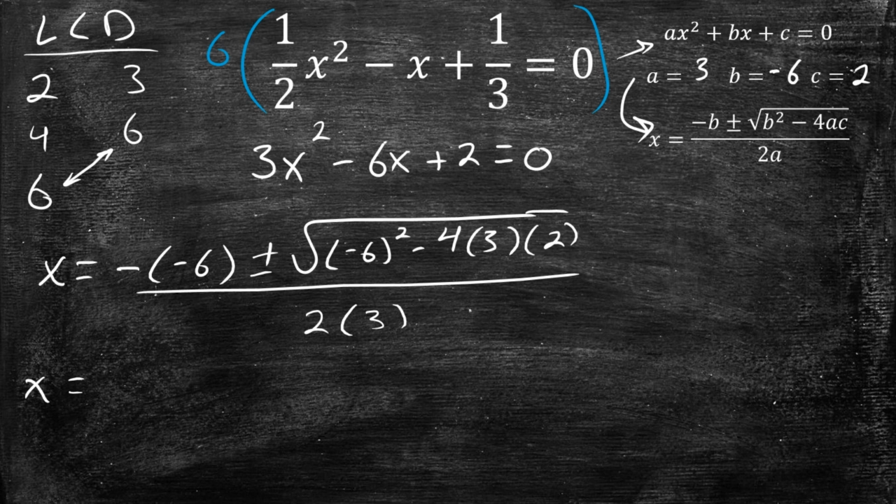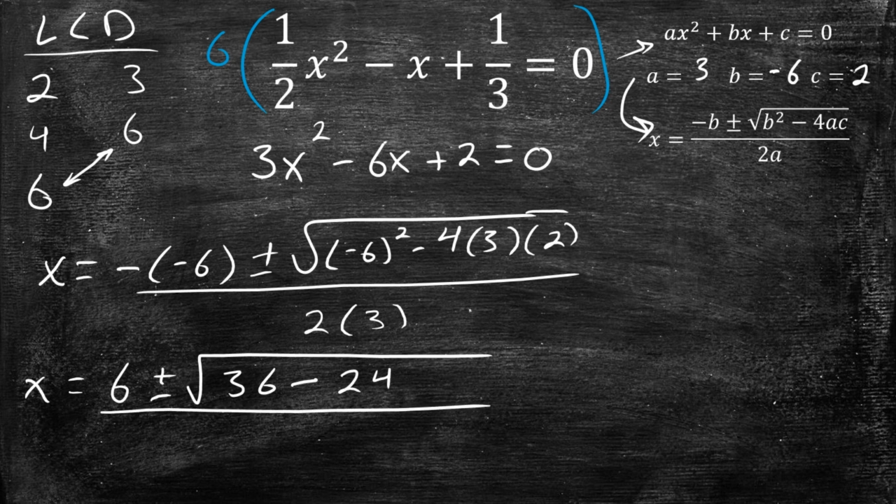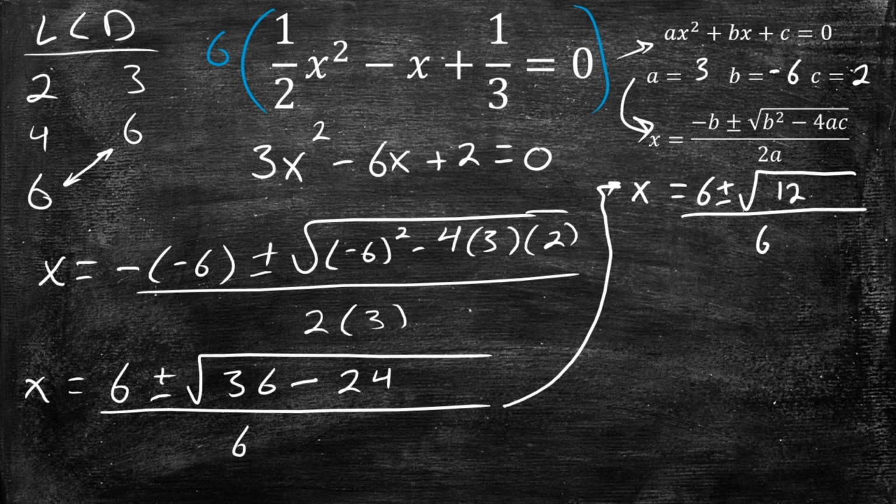x is equal to negative 6 is positive 6, plus or minus the square root. Negative 6 squared is 36. Minus 4 times 3 is 12, times 2 is 24. And that is all over 2 times 3 is 6. Okay, so let's simplify this a little bit more, and I'm going to bring this up over here. x is equal to 6 plus or minus the square root of 36 minus 24 is 12, and that is going to be divided by 6.